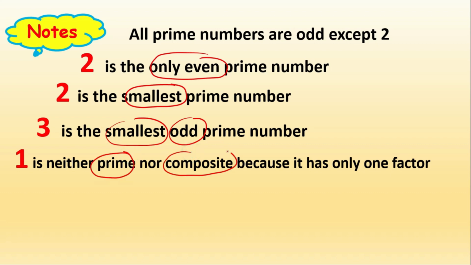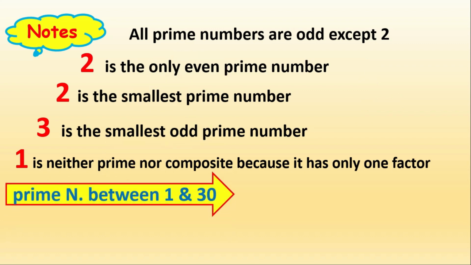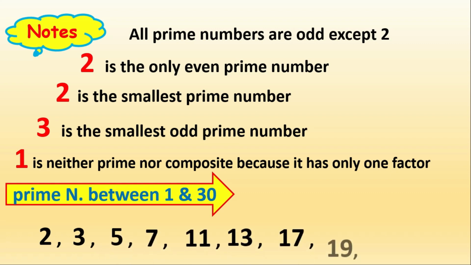Prime has two factors, composite has more than two factors, but 1 has only one factor: 1 times 1. Got it? So let's show the prime numbers between 1 and 30: 2, 3, 5, 7, 11, 13, 17, 19, 23, 29. Okay?